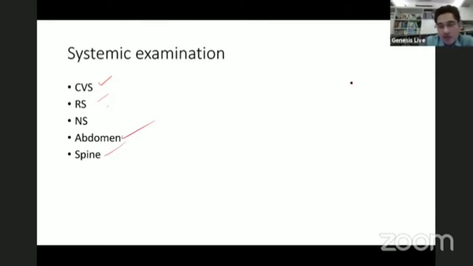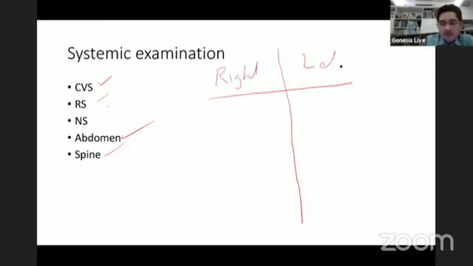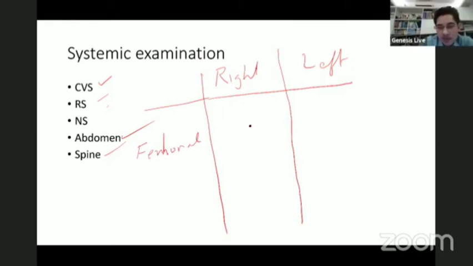What you have to do is make a chart like this. Maybe this is right, this is left, and here is the name of the artery. For example, let's say the femoral artery over here. If it's palpable, you can say plus. If it is slightly palpable, you can say plus minus. Or if it is not palpable, you can say minus. Something like this.